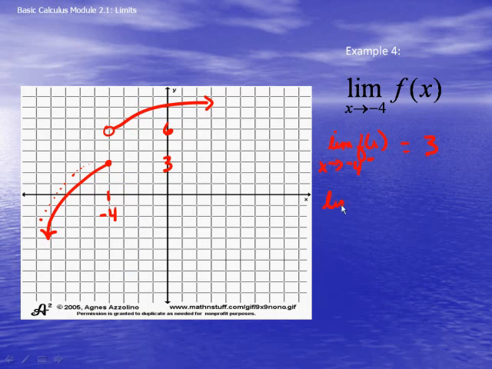And let's take a look at the limit of f of x as x approaches -4 from the right-hand side. So from the positive side, and we are heading toward 6. Even though it never reaches 6, we're heading toward 6. Once again, these two answers are not the same, so this limit does not exist.